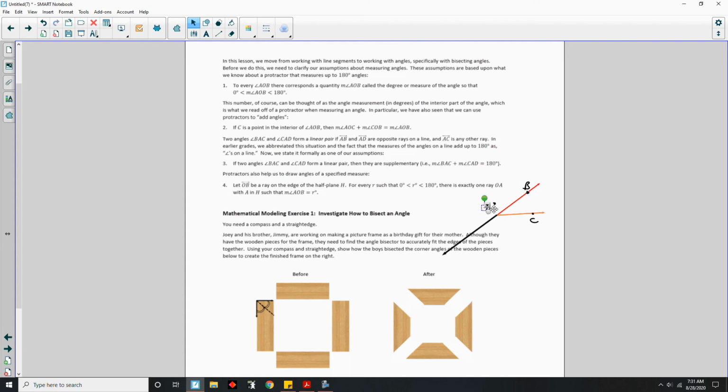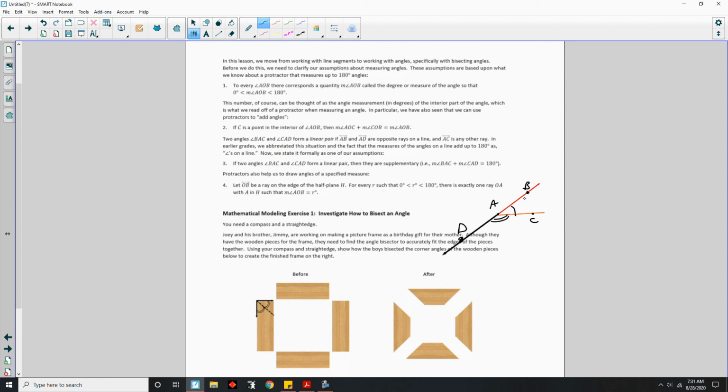Okay, let me just get rid of this. Rewrite that A so it's not in the way. And put a point out here called D. Okay, so I have ray AB, I have ray AC forming angle BAC. I also have a ray AD that goes the opposite direction as AB, and that is forming angle CAD. So angle BAC plus angle CAD form this straight line DB. That is a linear pair.